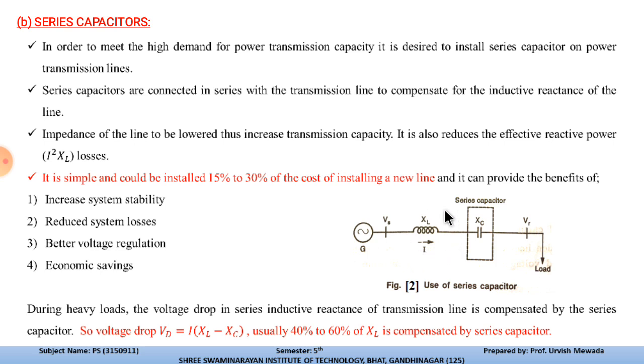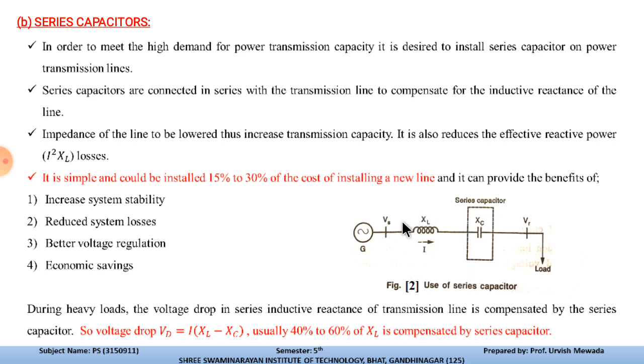By compensating those losses, we can increase the efficiency, or we can say the regulation, of the transmission line. Here regulation is nothing but the difference between the sending end voltage and the receiving end voltage, taken as a ratio. It is simple, and it could be installed at 15 to 30% of the cost of installing a new line. So it is viable to use series capacitors wherever we require, and it can provide the benefit of, say, increased system stability.